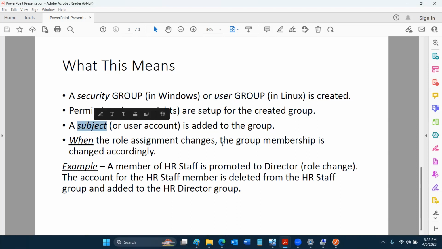Then a subject, so your textbook calls them subjects, that references user accounts. So when they talk about subjects, they're talking about a user account. A subject is added to the group. When the role assignment changes, the group membership is changed, right? So a member of the HR staff is promoted to director, right? That's a role change. Then they become the HR director group. And you're saying, well, what if there's only one director? Yeah, that's right. There's only one director. Well, why should I create a group if it's just one account? That just seems counterintuitive. Doesn't it seem like extra work?